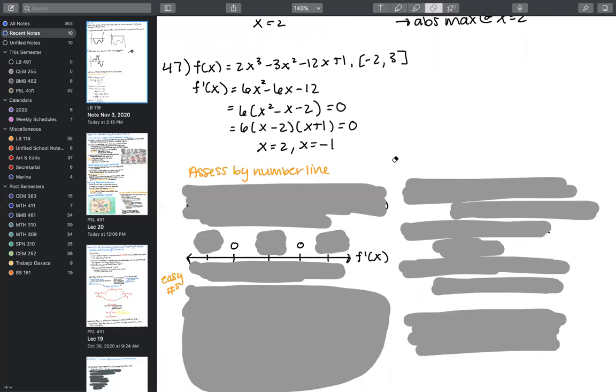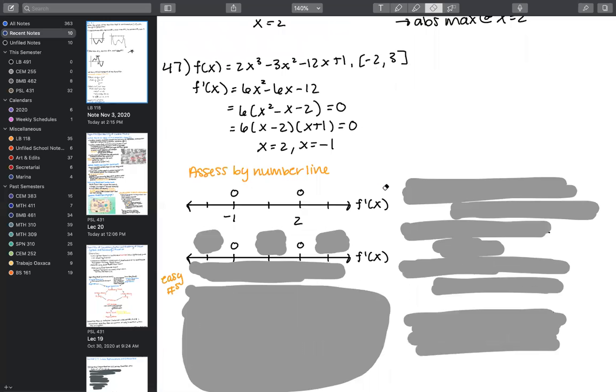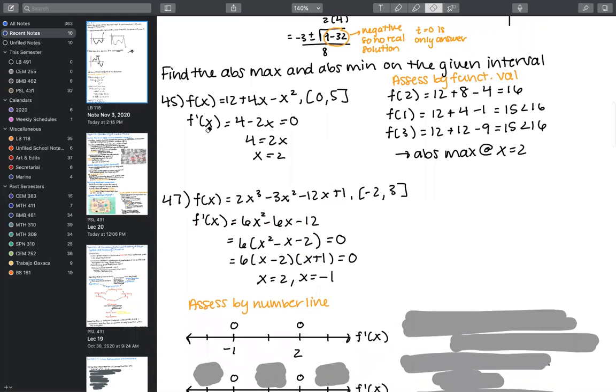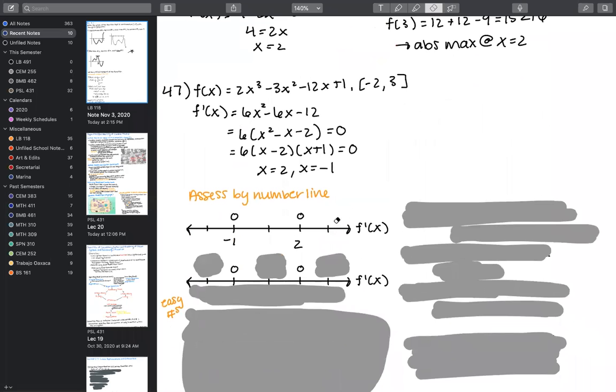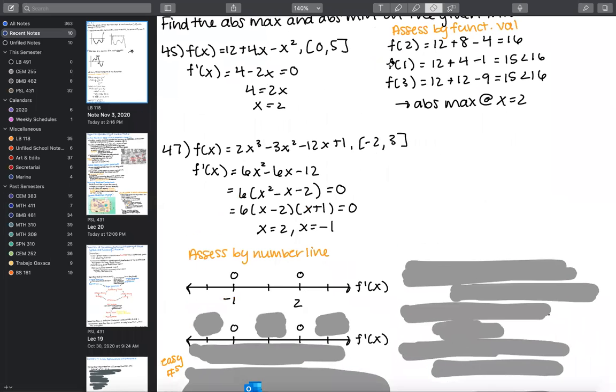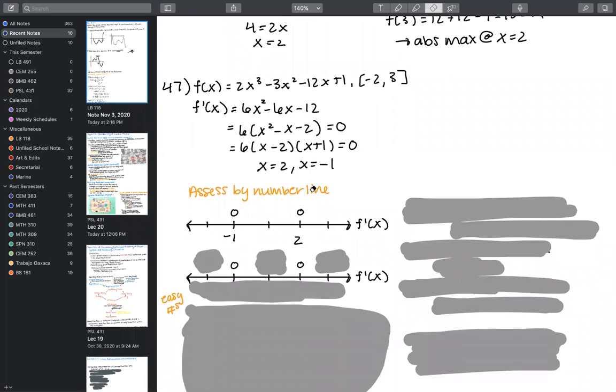So assessing this by the number line, we're going to first write up the information that we know. We're drawing a number line of f prime of x. Up here, we were dealing with function values. We did find f prime of x in order to determine what exactly the critical point was. But here, we're going to focus on f prime of x. Rather than plugging into the original polynomial function, we're going to plug into the derivative that we've taken to figure out if this is a max or a min.